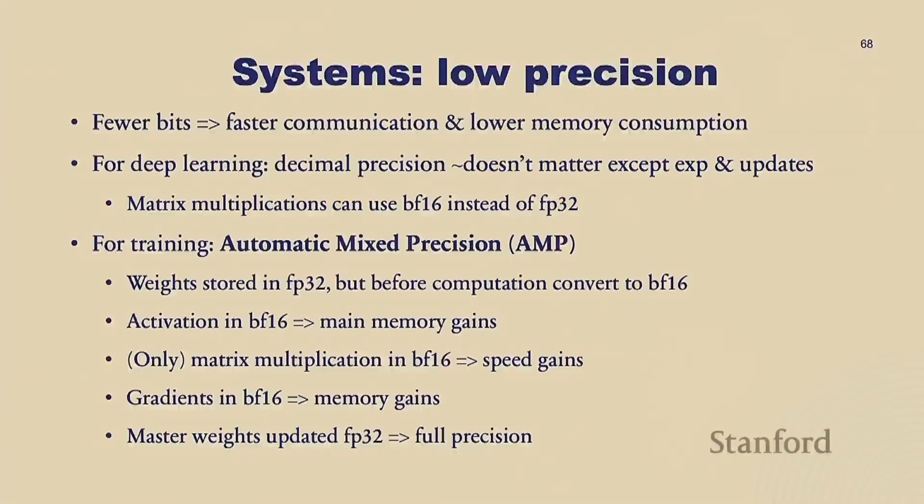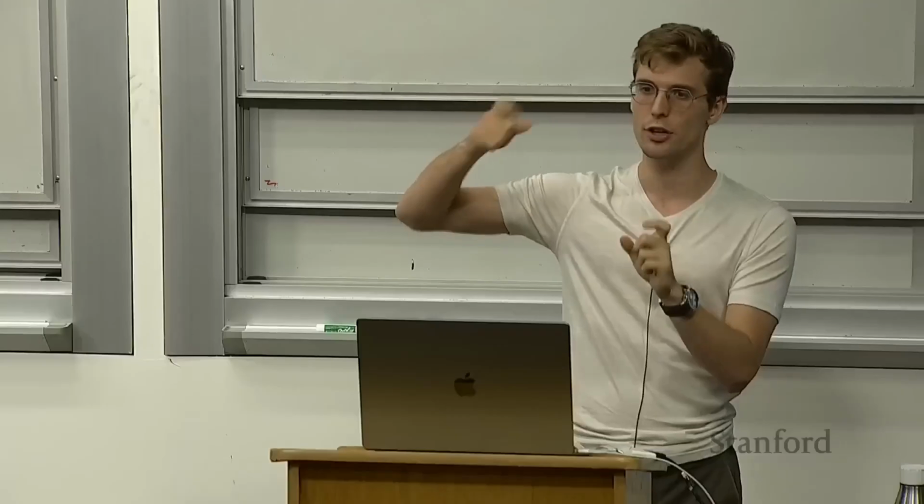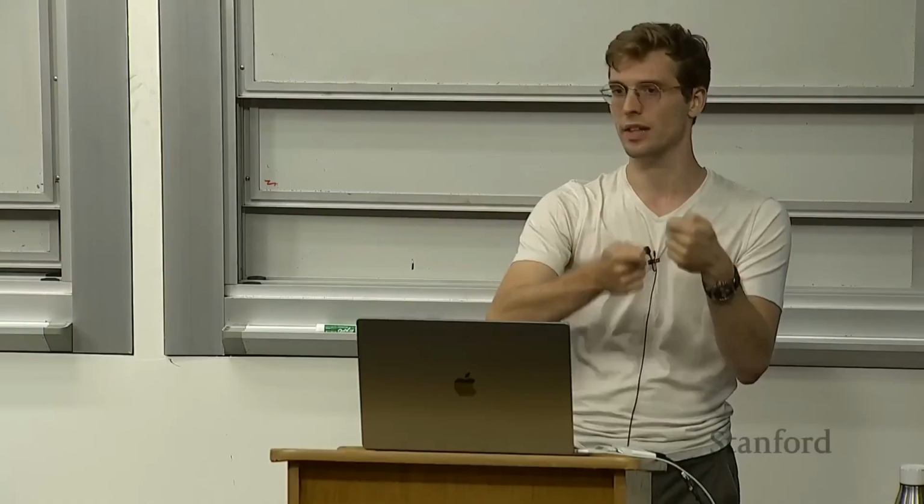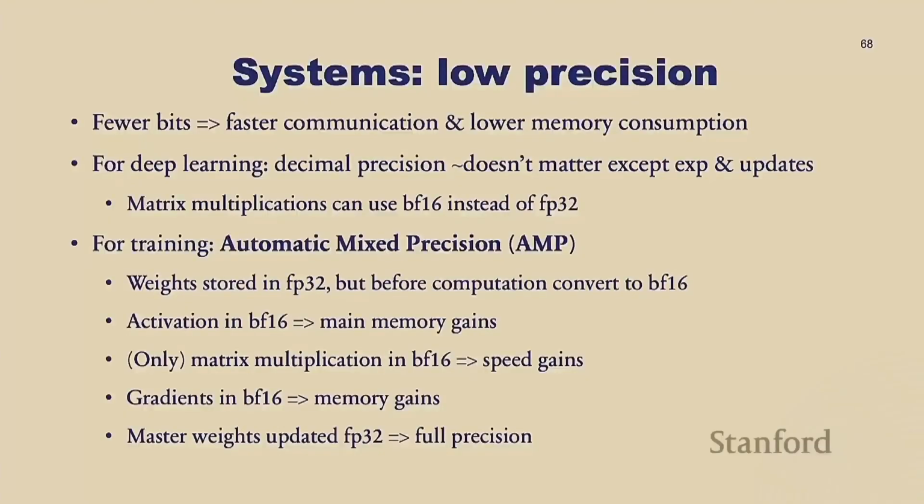And at the end, you update your weights in 32 bits. The reason why you do all the updates in 32 bits is, just think that if your learning rate, for example, is very small, you still want to be able to make a difference in your weights. So all the computation is done in 16 bits, but the weights are actually stored in 32 bits. So that's the standard way that people are doing it.